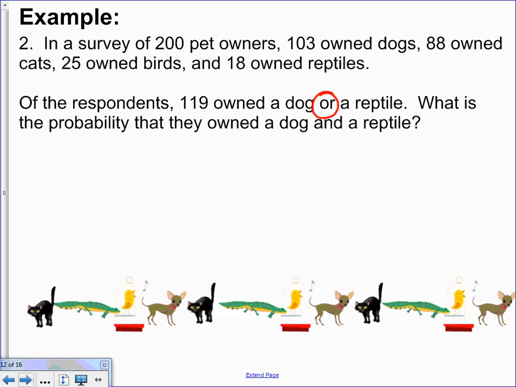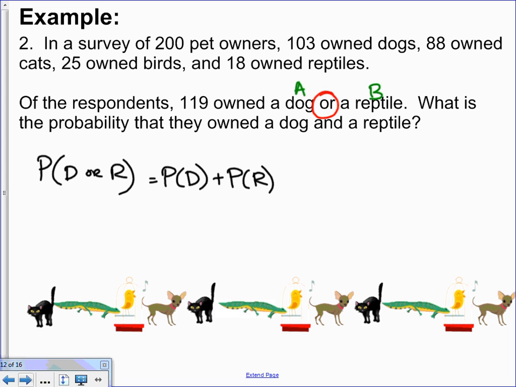Justin, an idea? A dog, that's perfect. We'll call dog A and reptile will be B. So I'm going to write this out, and I'm going to use D and R, just because I don't want to write everything. The probability of a dog or a reptile should be equal to the probability of having a dog plus the probability of having a reptile minus the probability of, and you can say D and R, but I'm just going to say both here, at the same time.